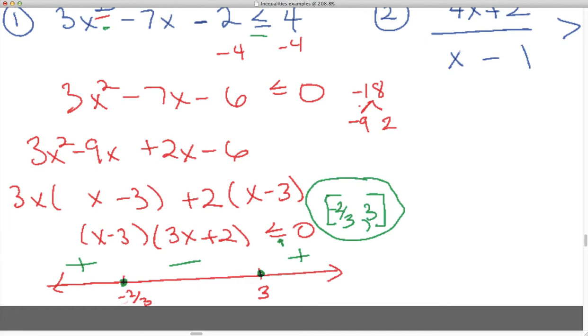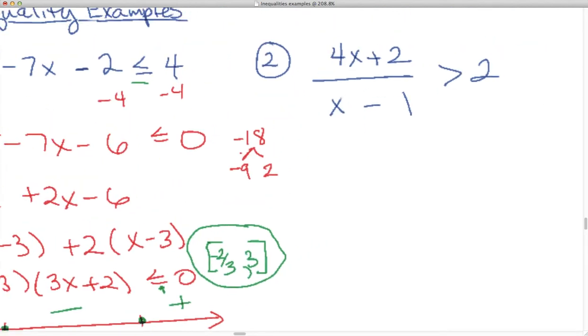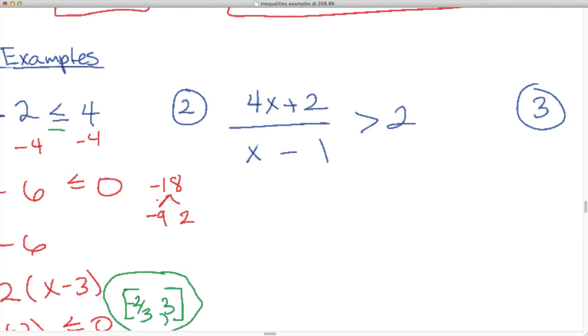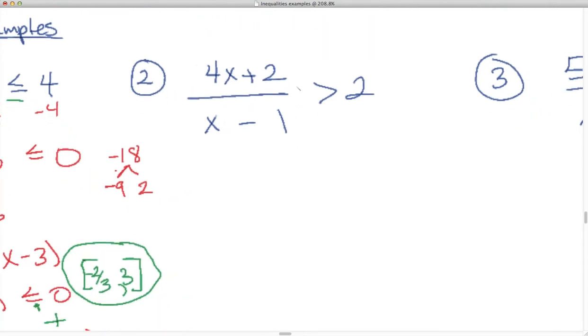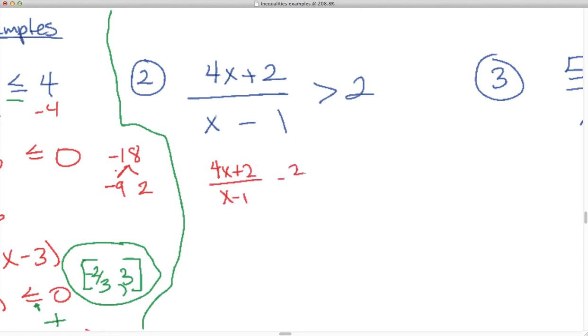Those two things. The other time when you do sign analysis is whenever you have a fraction inequality. But in this case, we got a number that's not 0 on this side, so what we're going to have to do is a little algebra. Just find a common denominator, subtract it over. So you're going to get a 4x plus 2 over x minus 1 minus 2. And then the common denominator would be x minus 1, so you'd multiply it on top and bottom.